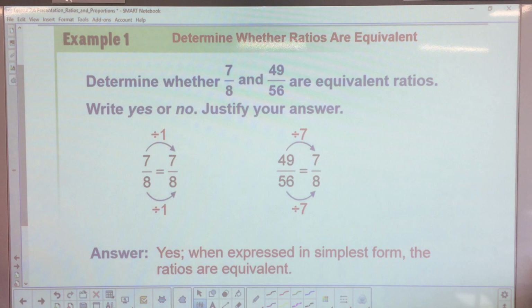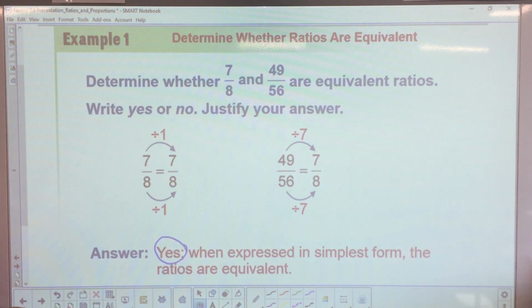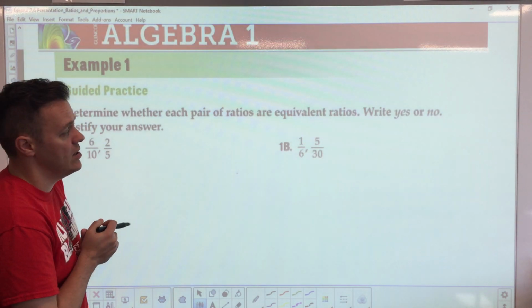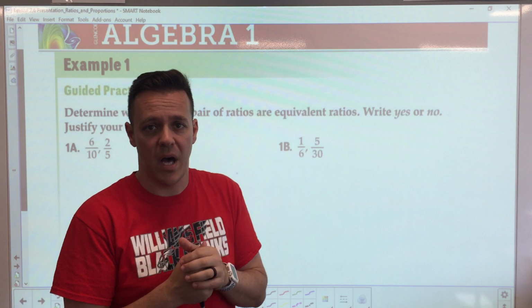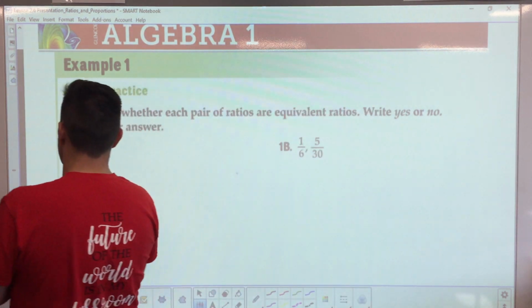So, is this equivalent ratios? The answer is yes, it is. They are equivalent. Guided practice: you guys try right now. See if they are equivalent by doing the same model and definition. All right, so let's test this out real quick. See if we can do this.